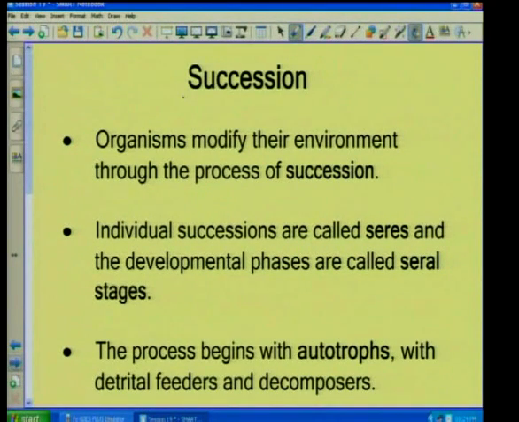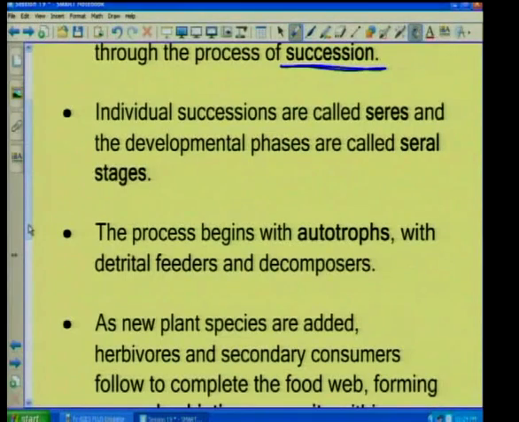So now we look at something called succession. Organisms modify their environment through a process of succession. Succession means to succeed. So, for example, if a king dies, he is succeeded by his son, all right? Succession. So individual successions are called series. And no, it's not spelt with a C, and it's not the place where fresh fruit juice comes from. It's series with an S-E-R-E-S. And the developmental phases are called seral stages.